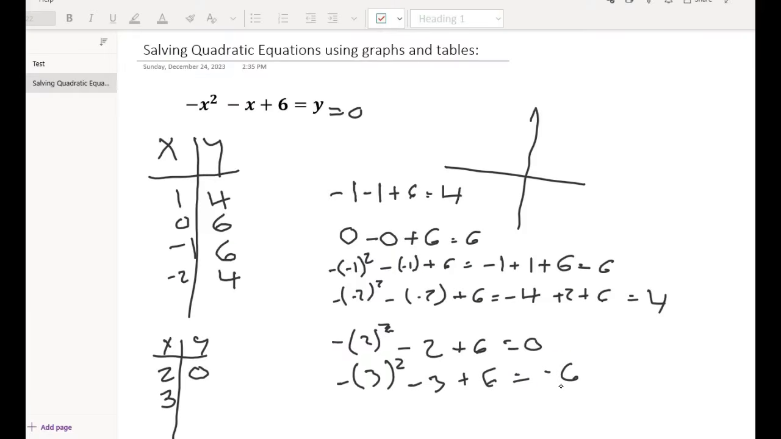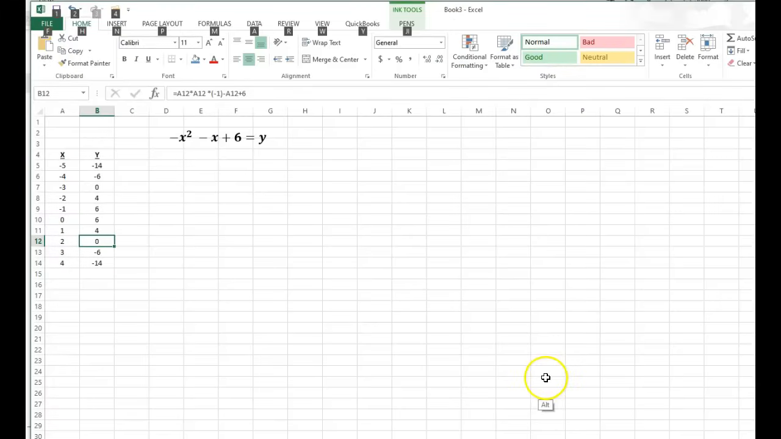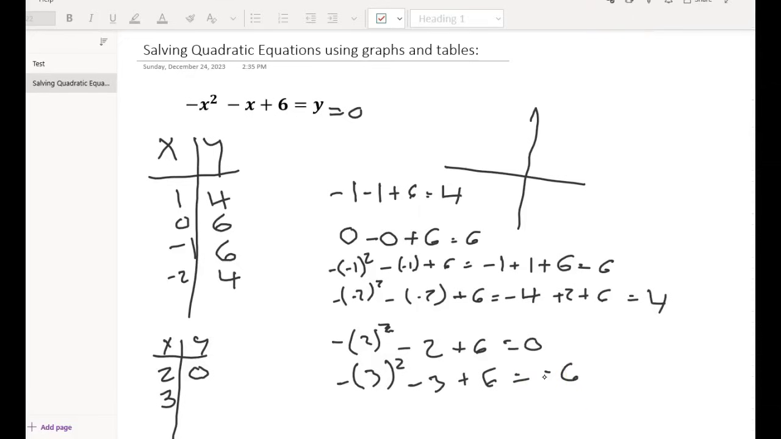And it looks like it already crossed, but let's pick another number. Let's go with 4. For 4 we have minus 4 times 4, which is 16, minus 4 plus 6. Okay, so minus 16 plus 6 is minus 10, minus 4 is minus 14.